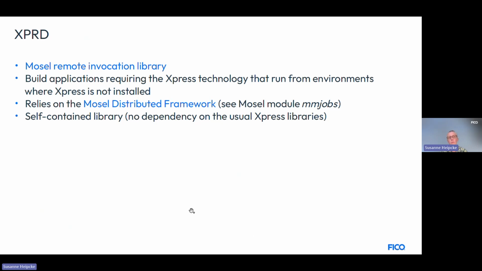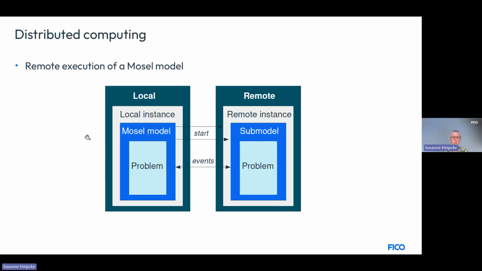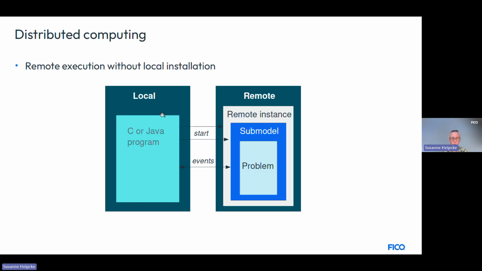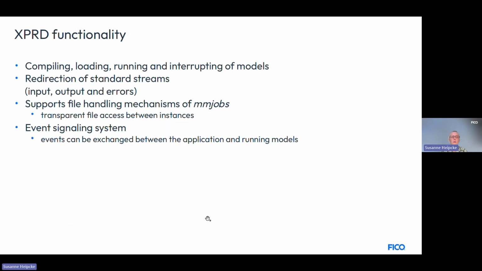XPRD is a library that is available for C and Java. So here, this is what we've seen so far, my local instance controlling a remote instance. Now, instead of having a full Express installation with Mosel running here, we just put a C or Java program using the XPRD library, nothing else of Express, so completely disconnected, no license required whatsoever on this machine that controls the remote executions. Same commands as what we have seen, and it also supports the event signaling system.